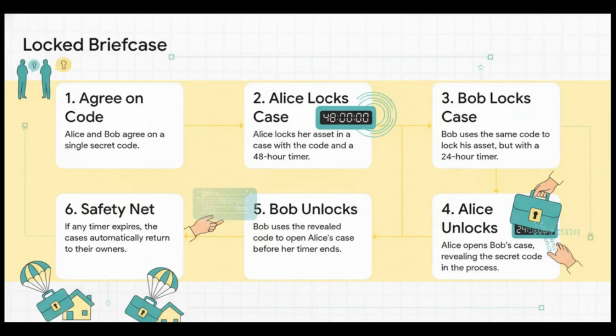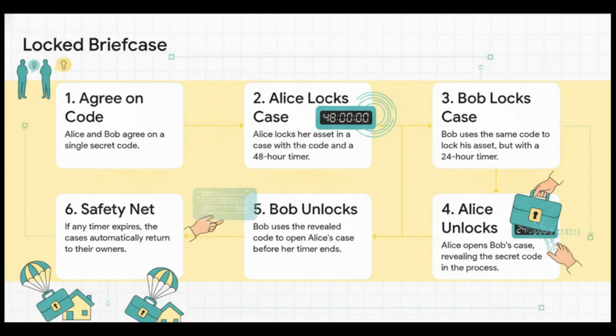Now, this locked briefcase analogy is honestly the best way to understand this. It makes it all just click. Imagine Alice and Bob want to trade. First, Alice creates a secret code. She puts her assets into a digital briefcase, locks it with that code, and puts a 48-hour timer on it. Bob sees her locked briefcase, so he does the exact same thing with his assets. He uses the same secret code, but he sets a shorter timer, say 24 hours.